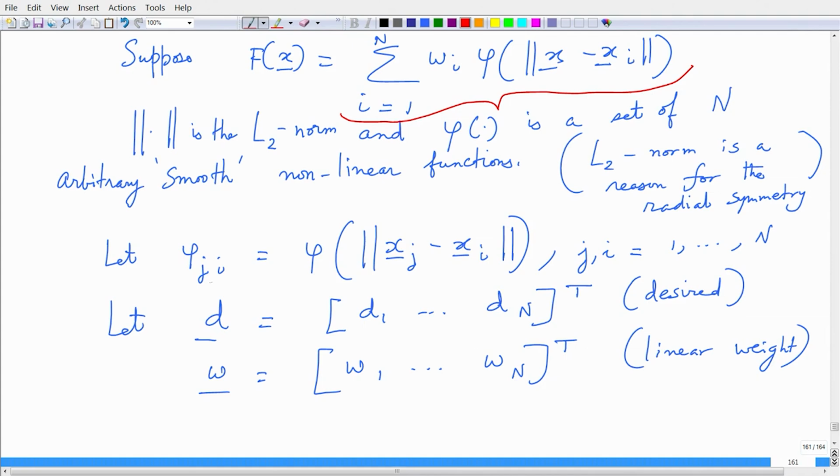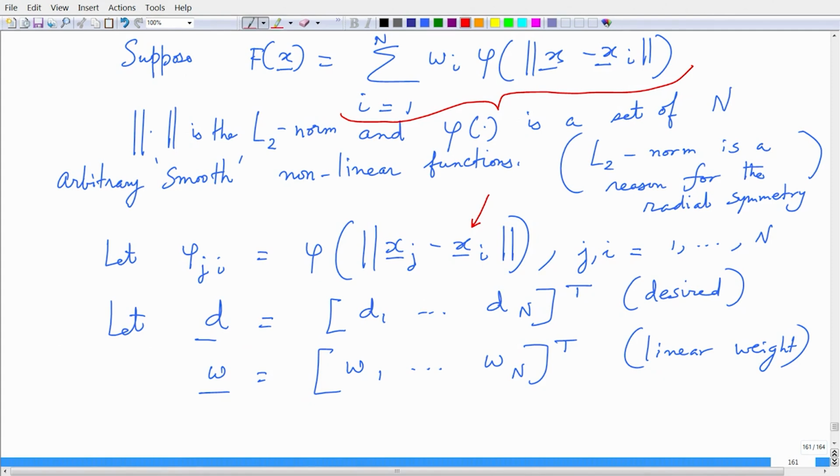Now phi j comma i is given by phi of xj minus xi. So I fix the centers, I fix these xi's first. If you look at this expression, it is phi of x minus xi, and x can vary by selecting the points xj for j equals 1 to n, right. So i goes from 1 to n and j also goes from 1 to n, and we have the desired vector which is d1 to d suffix n. So these are scalars stacked to form this vector, and we have the linear weight.